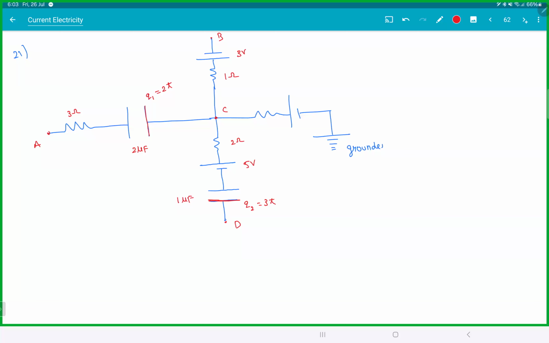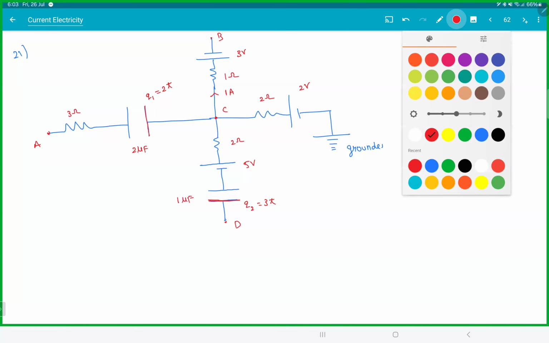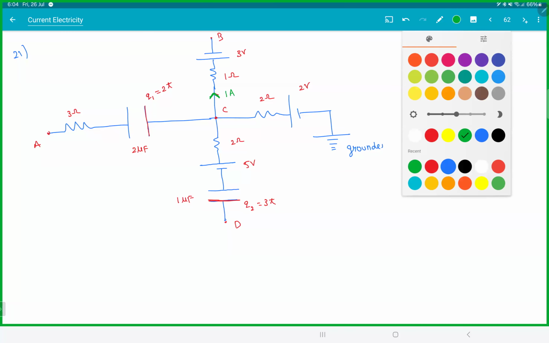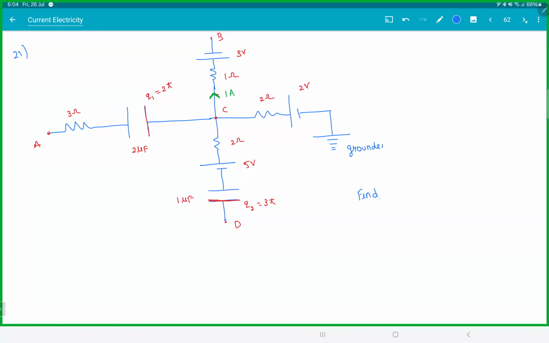I can give any numbers, doesn't matter. This thing is 2 volt and this is 2 ohms. And I know in this branch the current is 1 ampere. That much information I have. Maybe I'll use a different color, almost red. So current in this branch is 1 ampere. Other branches, nothing is given. Find VA, VB, VC, VD.